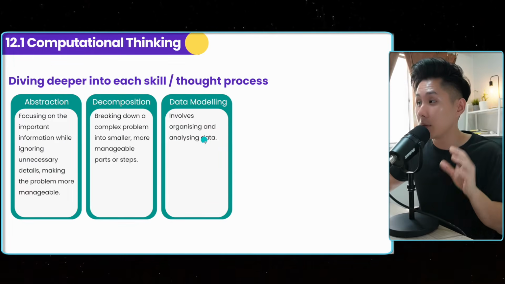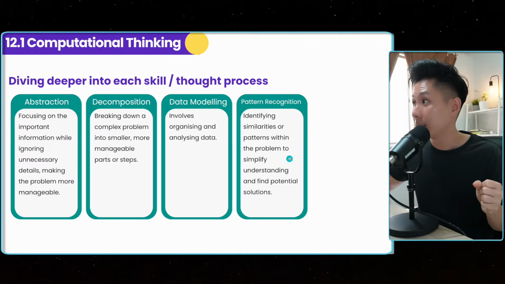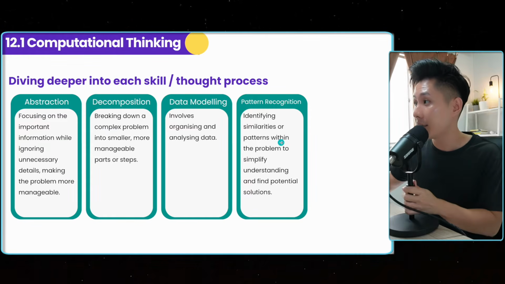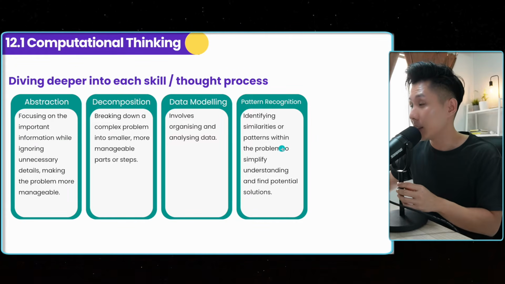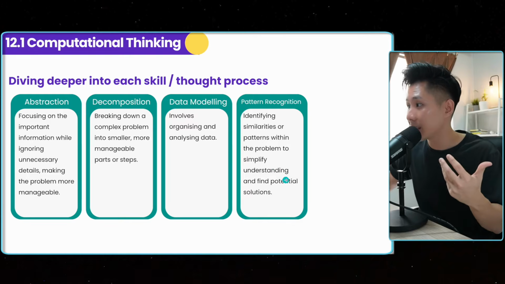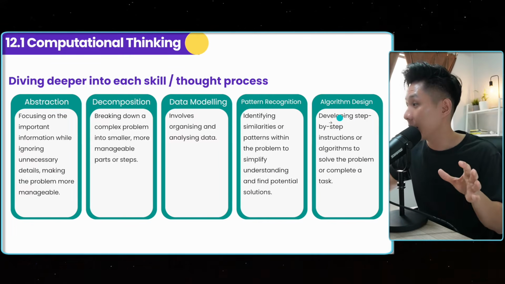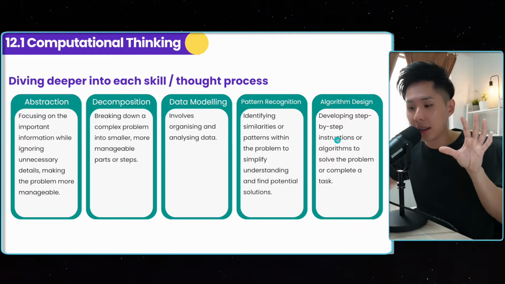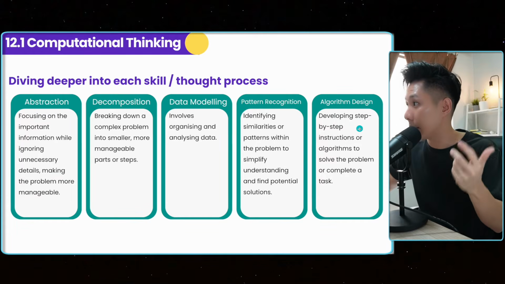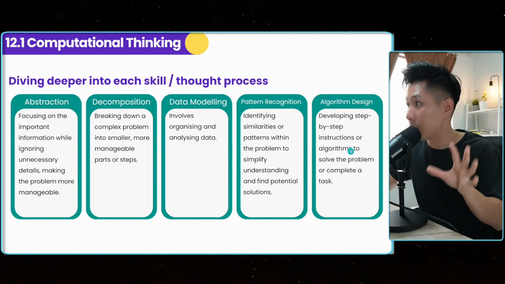Data modeling involves organizing and analyzing data. Pattern recognition, identify similarities or patterns within a problem to simplify understanding and find potential solutions. Algorithmic design, this is what we'll be doing in this video, developing step-by-step instructions or an algorithm to solve the problem.